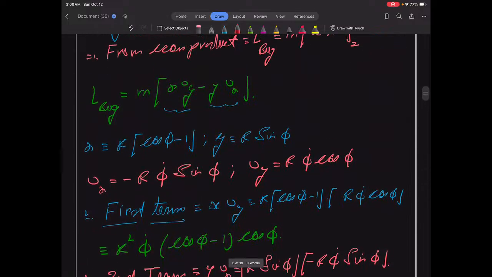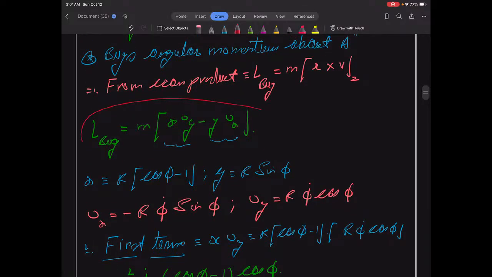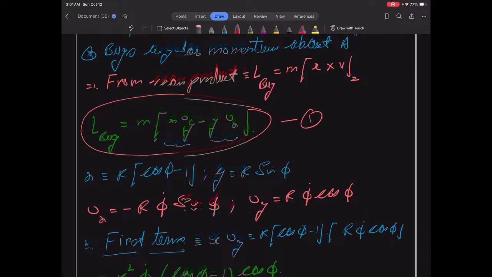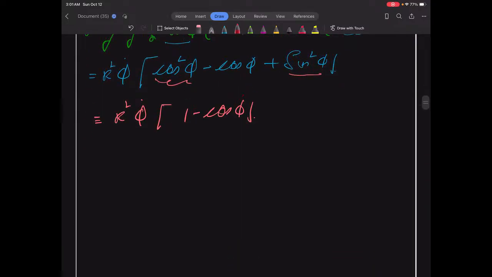So we are going to substitute it in this equation. Let us call this equation number 1. So from equation 1, we get our angular momentum of our bug will be equal to, we simply multiply it by mass m, that is m R square phi dot times 1 minus cos of phi.